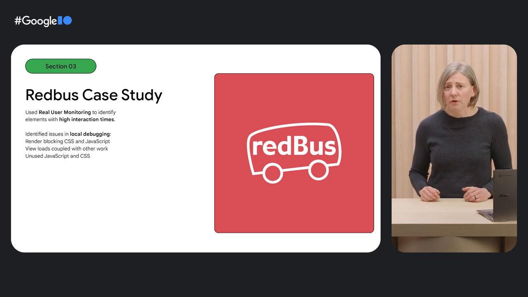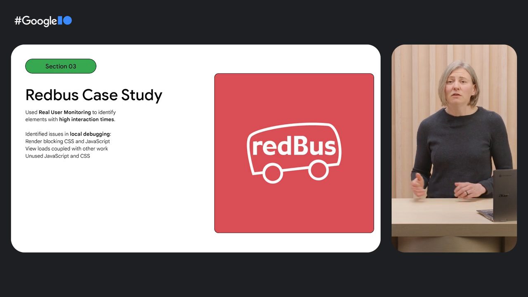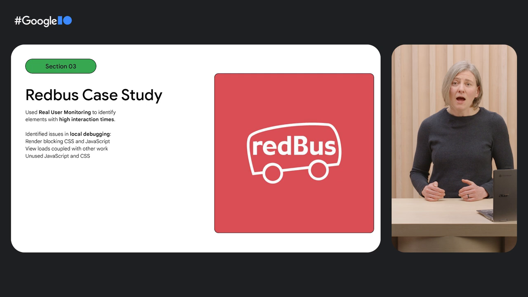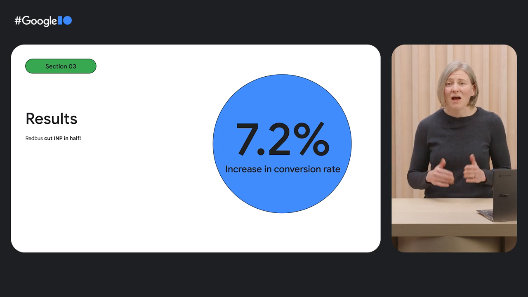They reduced the amount of render blocking CSS and JavaScript. They reduced the amount of data sent in API calls, saving lots of time processing and filtering. They removed unneeded JavaScript and CSS that were still slowing down interactions. After fixing all of these issues and adding some other optimizations, they cut their INP in half, and users loved the results. Redbus saw a 7.2% increase in conversion rate.